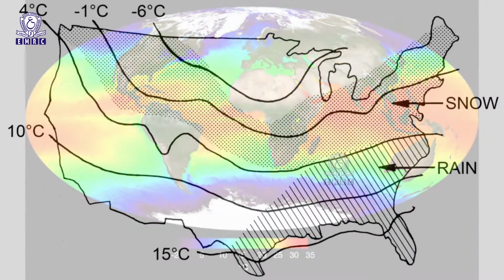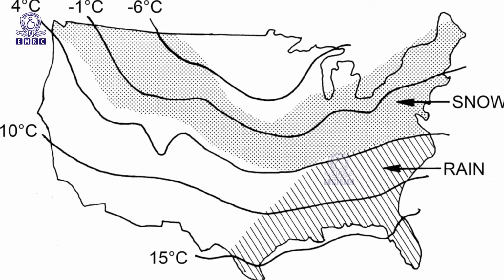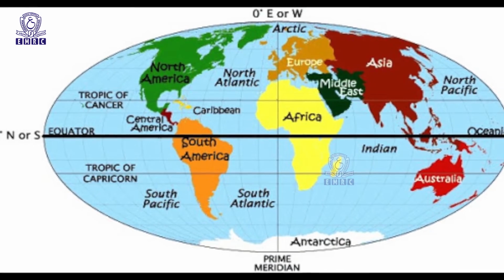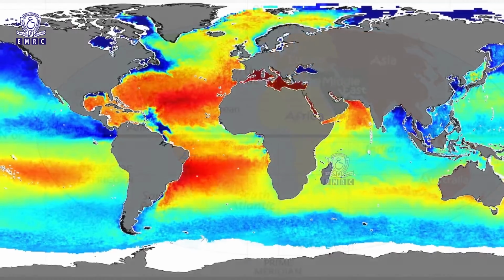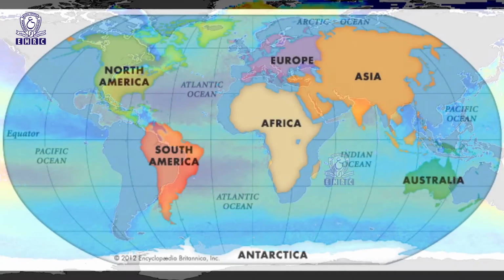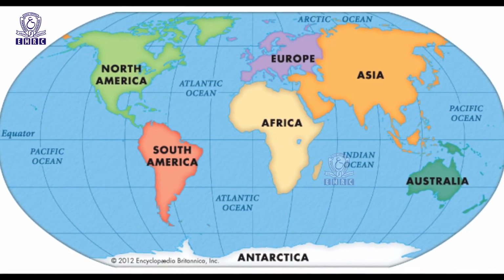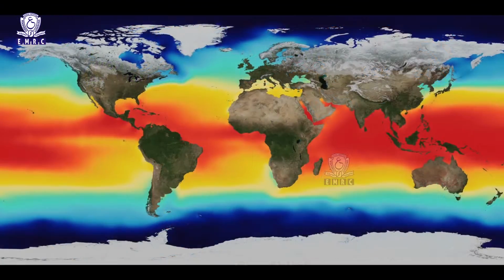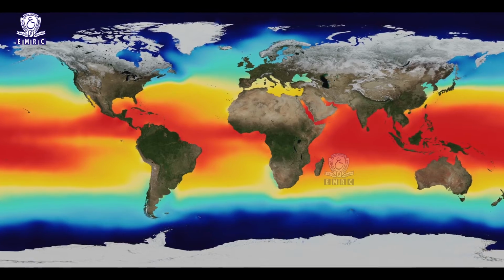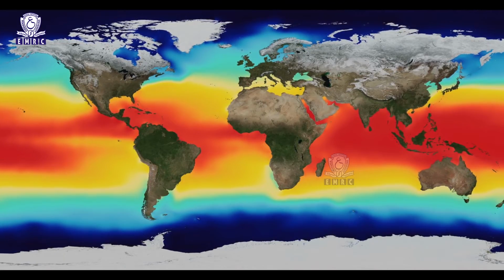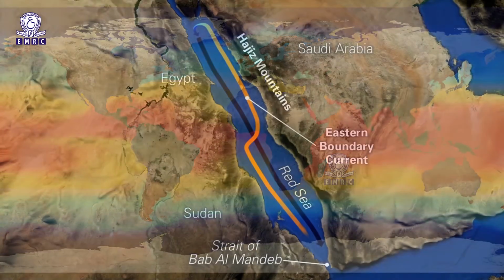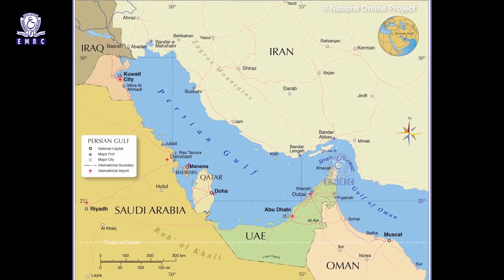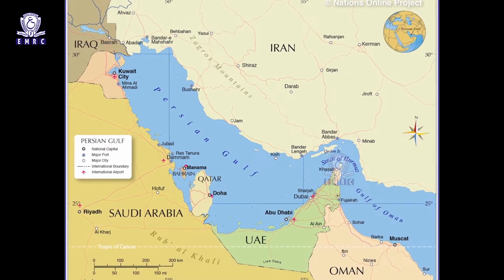The isotherms are not regular and do not follow latitudes in the northern hemisphere because of the experience of both warm and cold air masses, whereas the isotherms are regular and follow latitudes in the southern hemisphere because of the dominance of water. For example, the average annual temperature of the surface water at the equator is 26.7 degrees Celsius, whereas it is 37.8 degrees Celsius in the Red Sea and 34.4 degrees Celsius in the Persian Gulf.